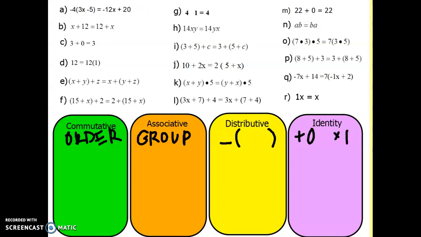So if we take a look at all of these, and if we're live in class, we're going to go through all of them. If you're with me here online, hopefully you can follow along and just double check. So take a look at A. What do you think A would be?